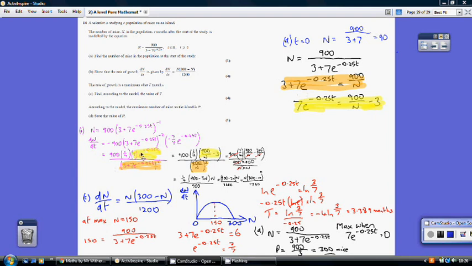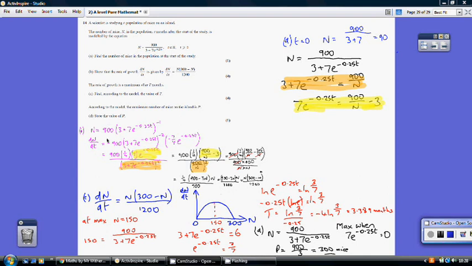So back to what I've got over here. So I can replace my 7e to the power of minus 0.25t with 900 over n minus 3, and I can replace this denominator here with 900 over n all squared. Now a lot of bits and pieces cancel out now, and then just following through the algebra I can get to what I needed to, which was n multiplied by 300 minus n all over 1200.